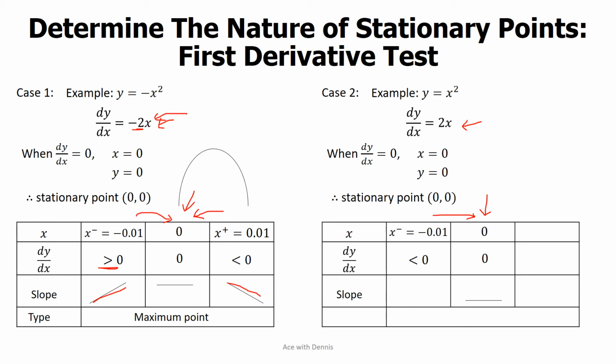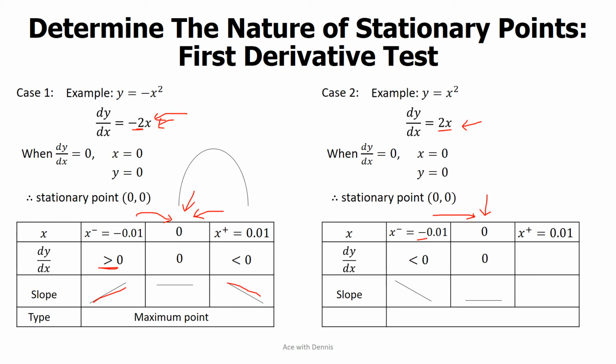Now again, I don't have to find the exact value. I just want to look at the sign. So 2 is a positive number times a negative number, I will get a negative number. So it is less than 0. So the slope will be going downwards, a decreasing function.